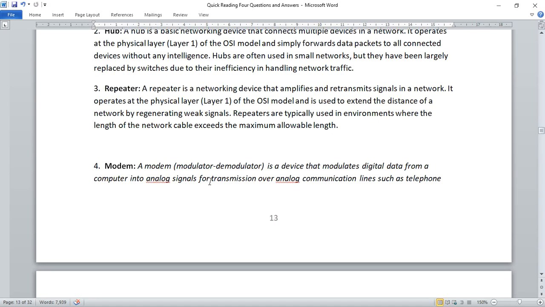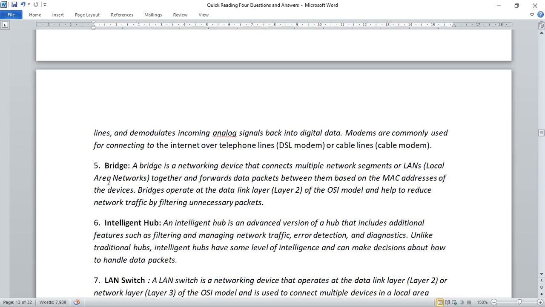A modem is an acronym for modulator, demodulator. This is just a gadget that converts digital to analog and analog to digital signals. Then we have a bridge. A bridge is a networking device that connects multiple networks. If you take a computer and put two NICs, that is network interface cards, then one cable comes to the first NIC, and another cable comes from a different network, that machine will be referred to as a bridge.